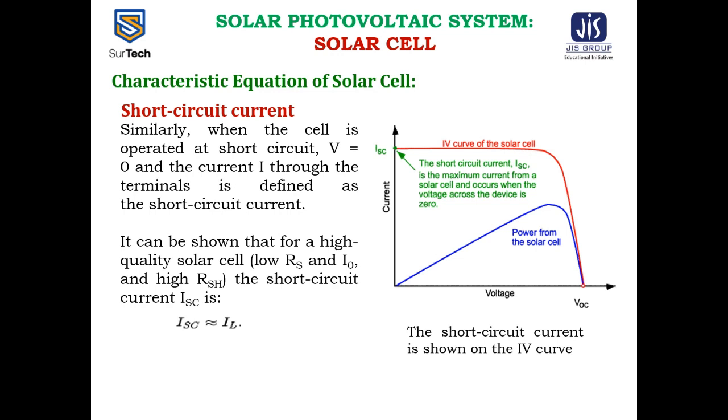Similarly, when the cell is operated at short circuit, that is V is equal to 0, the current I through the terminals is defined as the short circuit current, that is the maximum current, the ISC. The ISC is the maximum current from the solar cell and occurs when the voltage across the device is 0. It can be shown that for a high quality solar cell, with low Rs and I0 and high shunt resistance, the short circuit current is approximately equal to the light generated current.